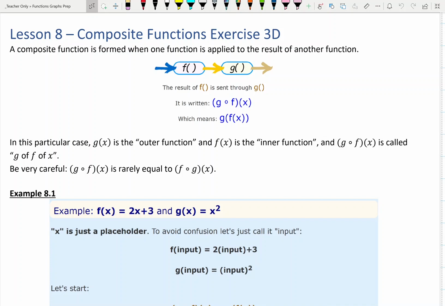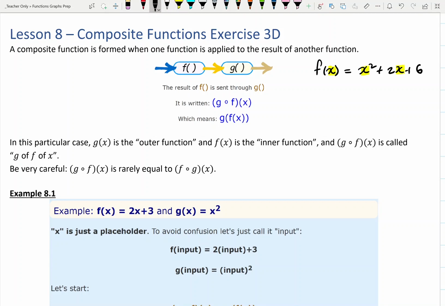In this lesson, we're having a look at the idea of composite functions. Before we go any further, we need to remind ourselves of what f of x means. So for example, if f of x is x squared plus 2x plus 6, what that means is x is the variable that we're talking about.